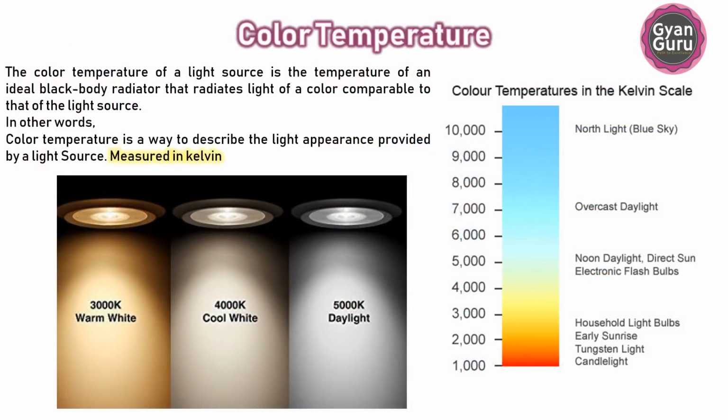The color temperature of a light source is the temperature of an ideal black body radiator that radiates light of a color comparable to that of the light source. In other words, color temperature is a way to describe the light appearance provided by a light source. It is measured in degrees Kelvin on a scale from 1000 to 10,000 as seen in the figure. At the lower end of the scale, from 2000 Kelvin to 3000 Kelvin, the light produced is called warm white and ranges from orange to yellow-white in appearance.